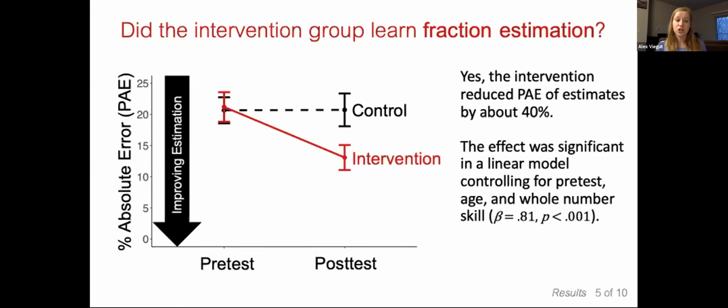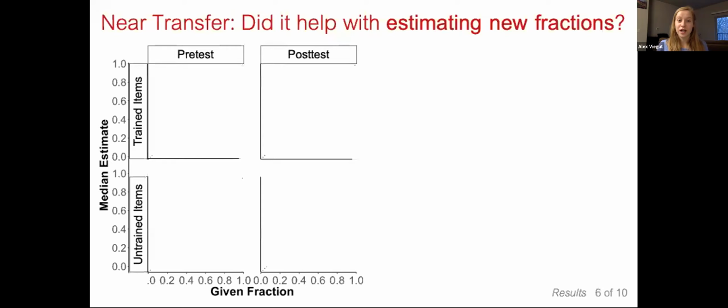So this is great. It suggests that kids did learn the target task, but like Jing, we also wanted to know if this held for trained and untrained items. So I'm calling this near transfer. Did it help not only with fractions that they saw in the task, but also with new fractions? So here we're going to look at the top left quadrant first. I'm plotting the given fraction, or what they should have estimated, on the x-axis, and the children's median estimate, or what they did estimate.